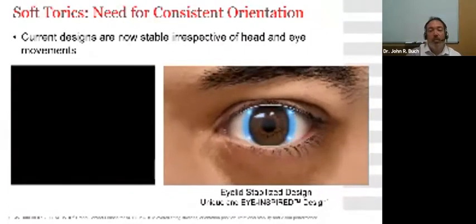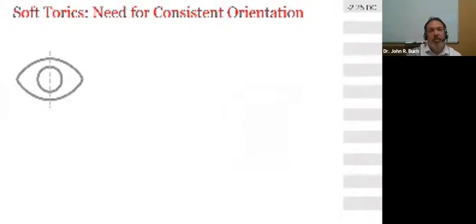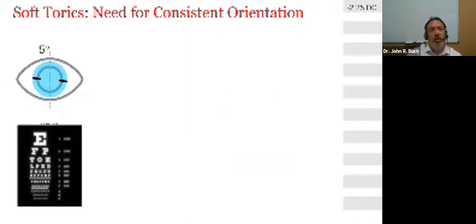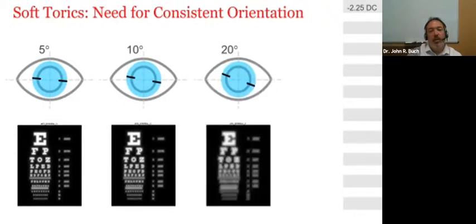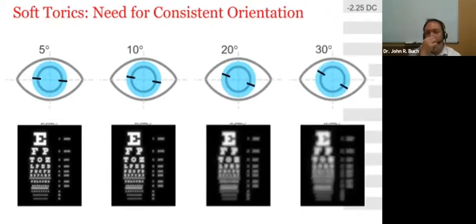So why is this important? Well, to many of you this is pretty self-explanatory, but if we have a toric lens that's just 5 degrees off axis, and this is illustrating a 2¼ diopter cylinder lens, you can see what it does to the image. It starts to fuzz it out just a little bit. And certainly as you move to 10 degrees off axis, 20 degrees, and even 30 degrees off axis, the image quality just goes down. So clearly, a stable toric design is essential for visual satisfaction.